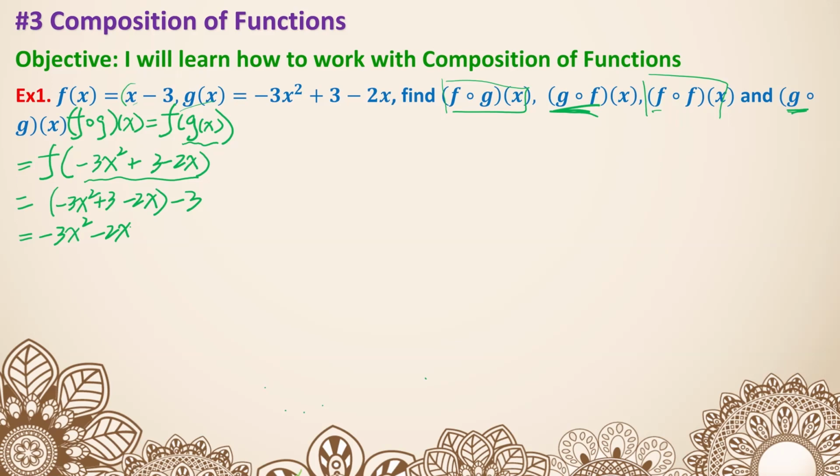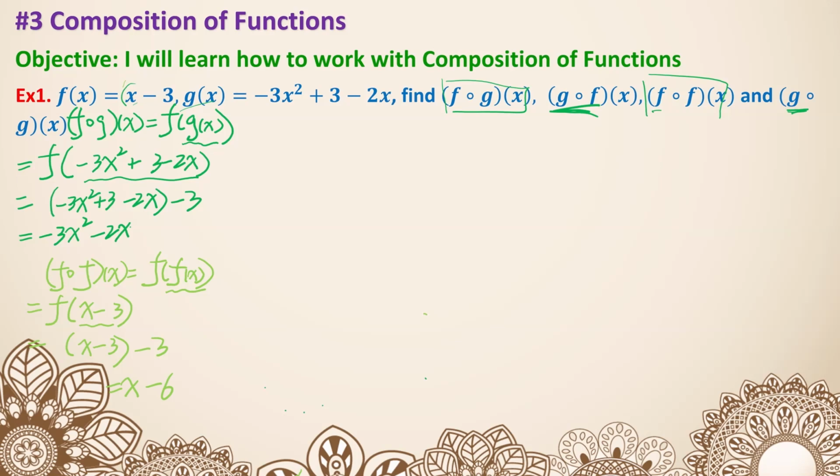Next, fof. Fof is going to be f of f of x. So first, we're going to need to replace the one on the inside. So keep the f, and the f on the inside is an x minus 3. And then we're going to focus on the x. So wherever we see x, now it is going to be x minus 3. And we still have the minus 3 on the end. So simplify, that's x minus 6.